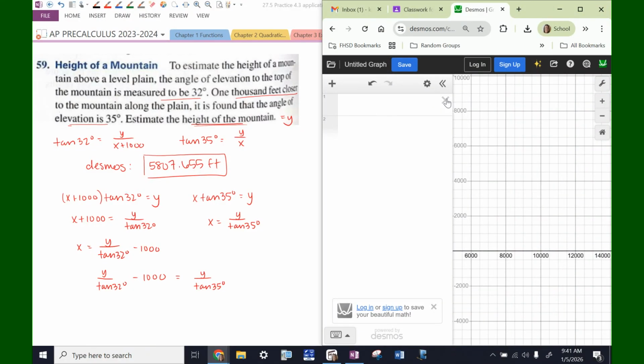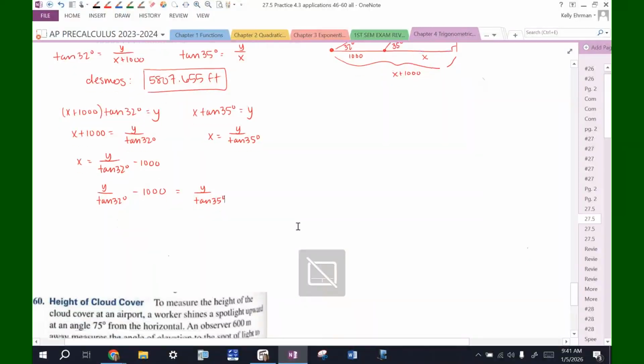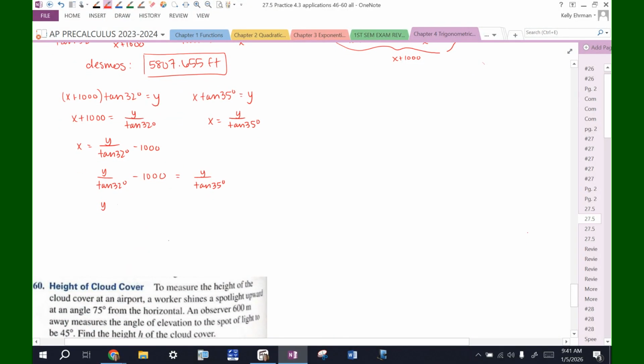Okay. What if I don't want to solve by graphing? I'm in algebraic mode, so I'm going to keep going. So then I would say get your y's on the same side. So I'm going to subtract y over tangent of 35. I'm going to add 1,000 to the right side. Factor out a y. That makes this 1 over tangent of 32 minus 1 over tangent of 35 equals 1,000. And divide by the parentheses.